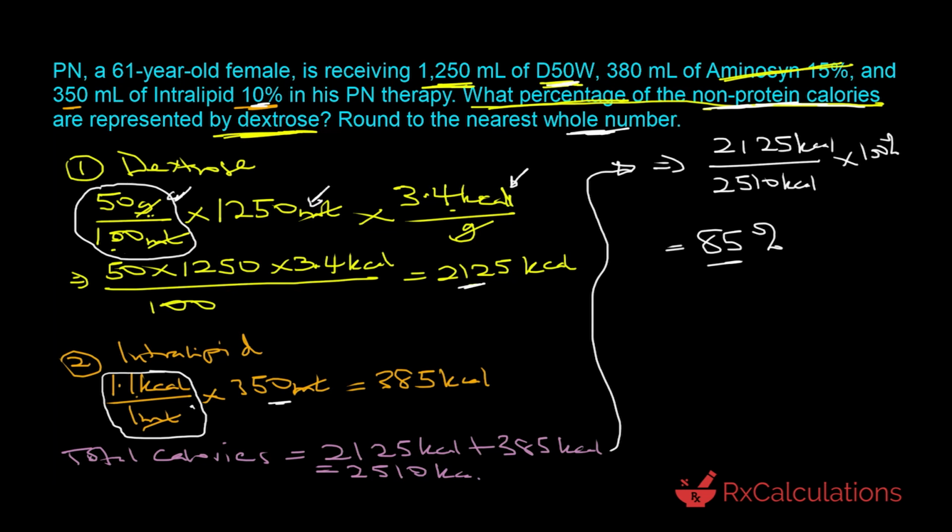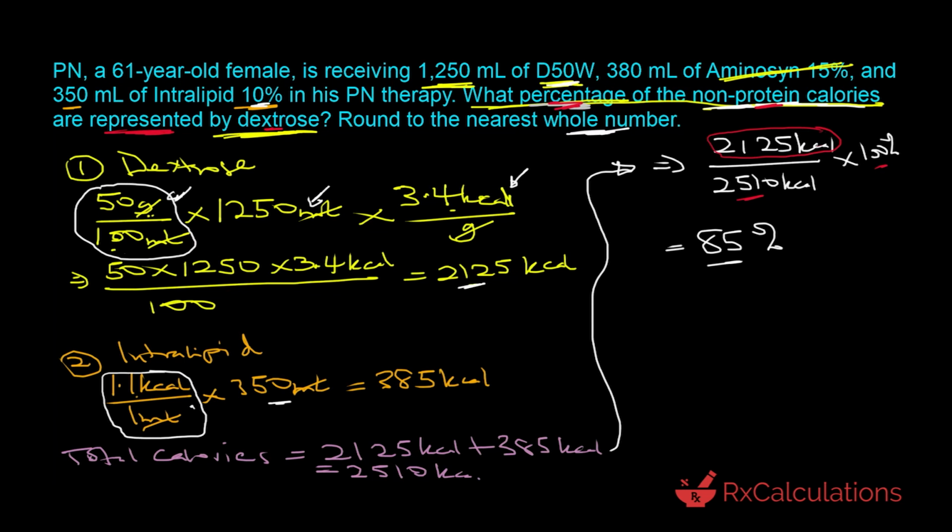That's important. So did we divide the total by the amount of dextrose because it asks for the non-protein calories represented by dextrose? Exactly. So we did that for the main reason that it is asking for keywords. Let's talk about key phrases. The first key phrase here was, hey, you need to find the percentage of the non-protein calories represented by dextrose. So that's why we did this. We had to find dextrose, find the total non-protein calories, and then the percentage.